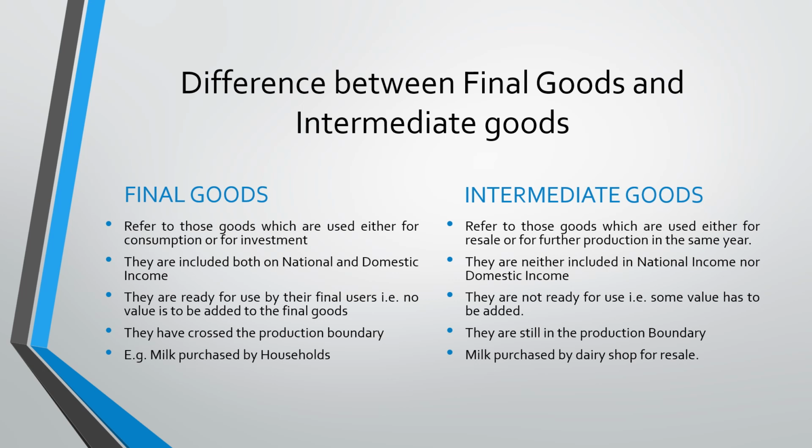Final goods are ready to be used by the final users, while intermediate goods are not yet ready. Some value has to be added to them. Now, final goods cross the production boundary because they are not in the production house or factory, but intermediate goods are still within the production boundary. I have written the last point as an example. Milk purchased by a household is a final good, while milk purchased by a dairy shop for resale is an intermediate good.